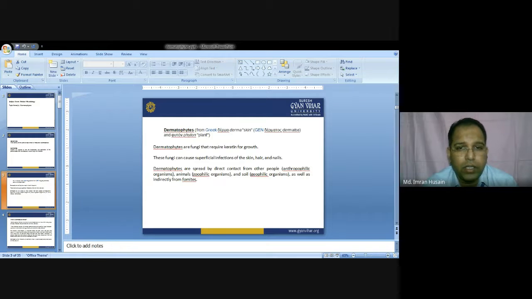Dermatophytes are fungi that require keratin for growth. Okay, these fungi can cause superficial infection of skin, hair, and nails. Dermatophytes are spread by direct contact from other people, right? Animals, anthropophilic organism, and animals, zoophilic organism, soil, geophilic organisms, as well as indirectly from fomites. These are small infectious agents.